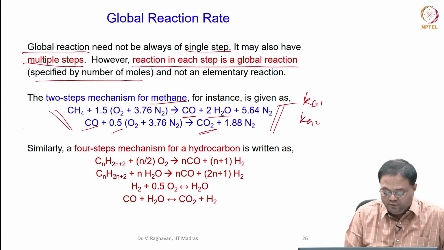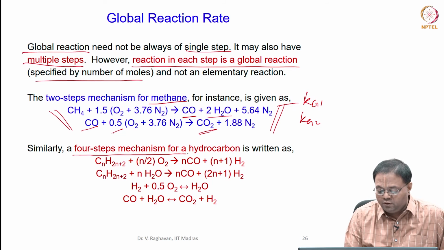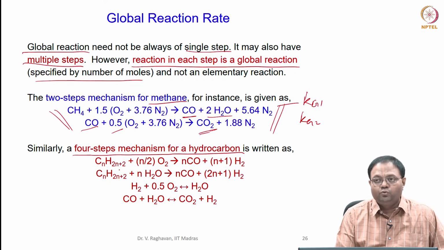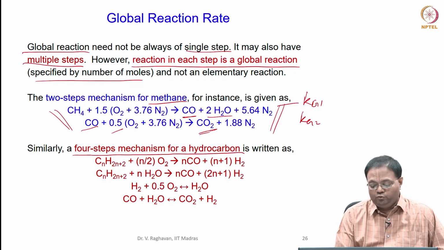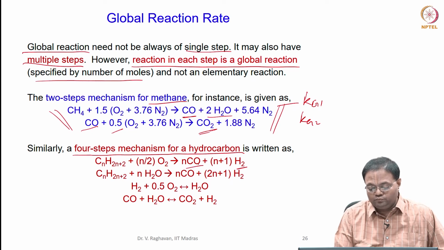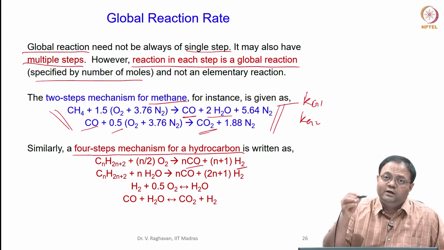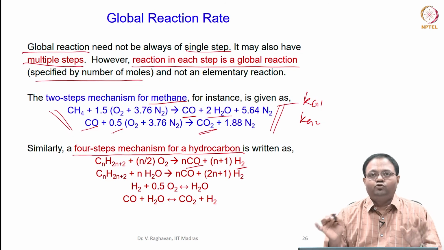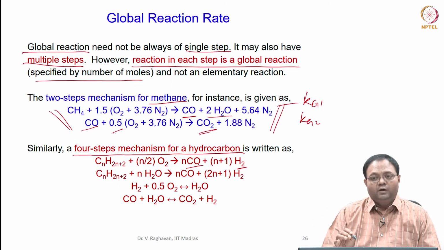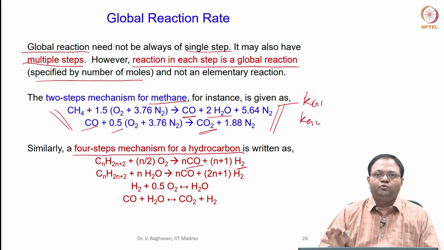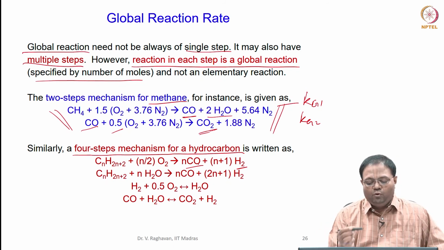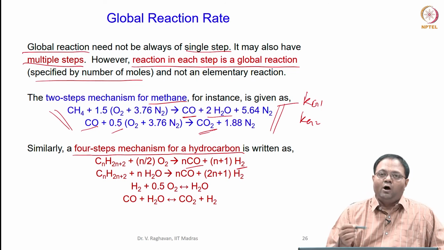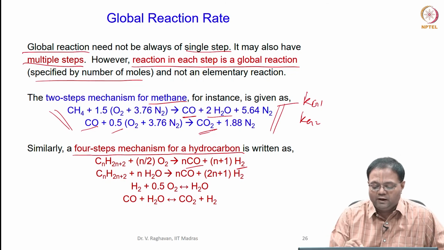Now similarly, researchers have come out with a 4-step mechanism for any hydrocarbon, say alkanes, CnH2n+2. The first step produces CO plus H2. Now please see this: in the single step global reaction we do not have CO at all, we have only CO2 and H2O. In the 2-step, H2 dissociation is not taken into account, so H2 is not there, but CO is included, because CO's consumption is very important for several cases. The heat release due to CO oxidation is very important, so that is taken care of by this.